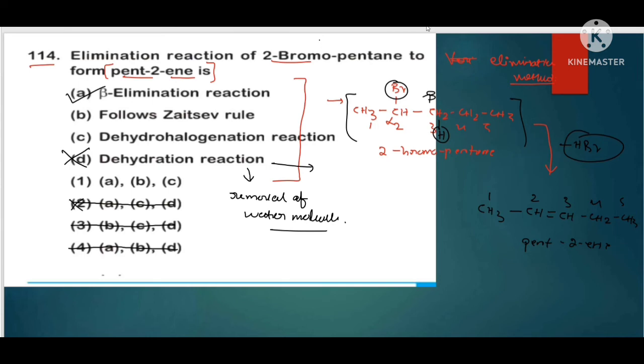That's why options 2, 3, 4 are eliminated by knowing the dehydration reaction, which means removing a water molecule. According to the given reaction, there is no possibility to remove a water molecule. Statement 4 is not related to the given question, so you can easily eliminate options 2, 3, 4. We are left with only option 1, so A is our correct answer.